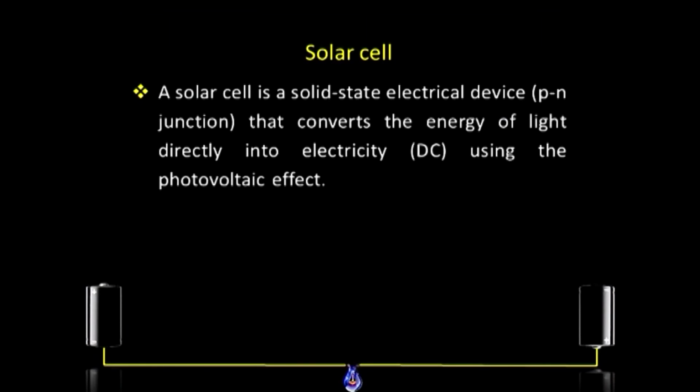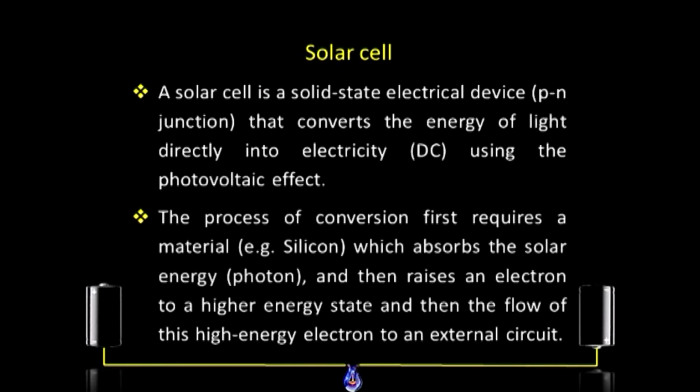Now let's move forward to the next topic, that is solar cells. A solar cell is a solid state electrical device, that is, we can say a PN junction, that converts the energy of light directly into electricity using the photovoltaic effect. The process of conversion first requires a material, which we generally use silicon, which absorbs the solar energy, that is photons, and then raises an electron to a higher energy state, and then the flow of this high energy electron is used in an external circuit.